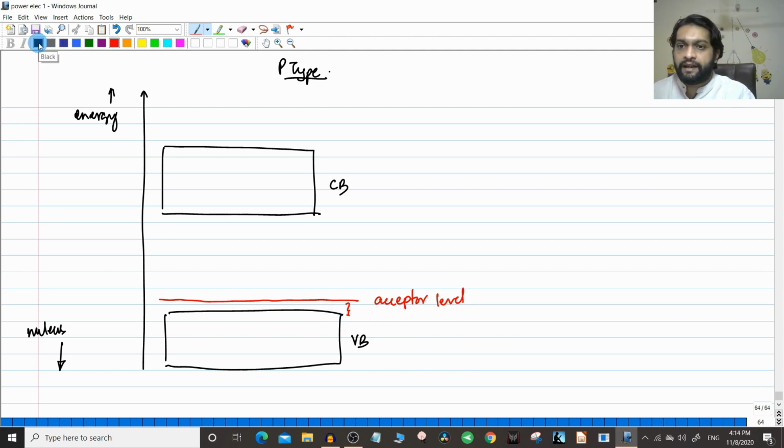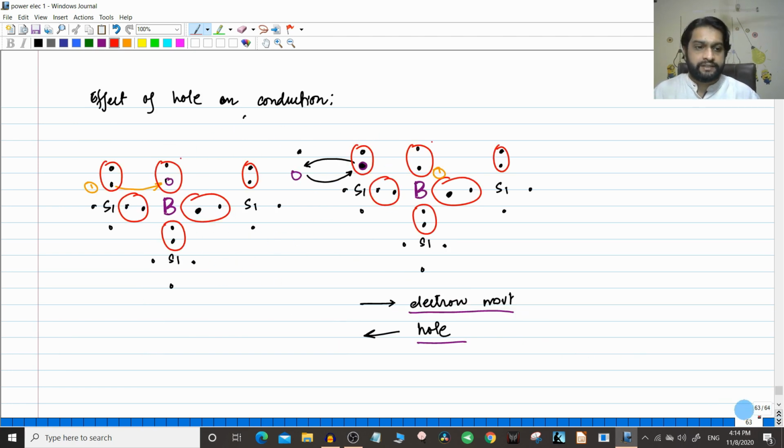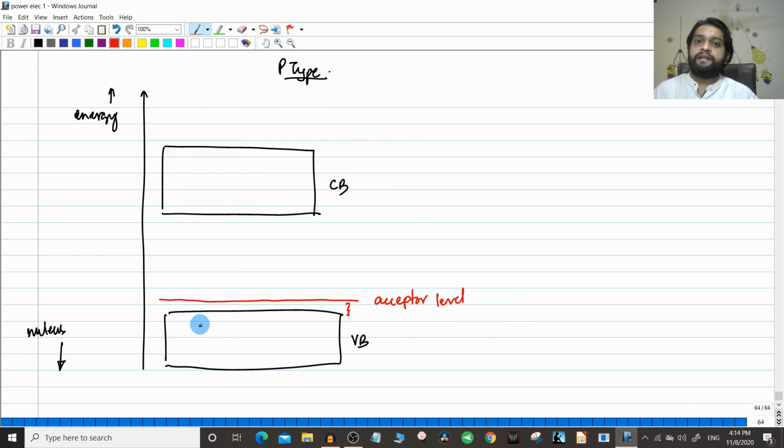Just like we saw in the crystal structure, here we can see the same phenomenon in the valence band, in the band structure. For example, this is the valence band and there are some electrons associated here. Now, because of this acceptor level which is created, the electron can gain a little amount of energy and go and occupy this position. Therefore, once an electron occupies that particular position, what happens here? A hole is created.